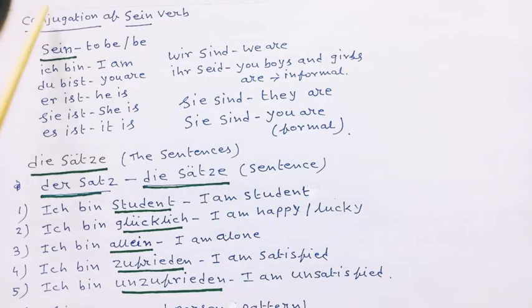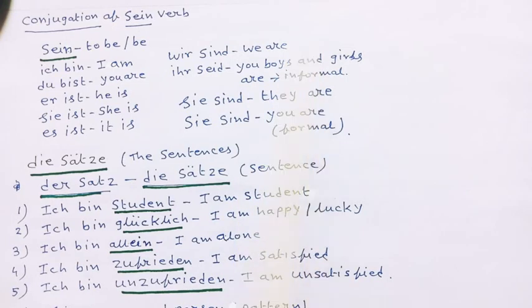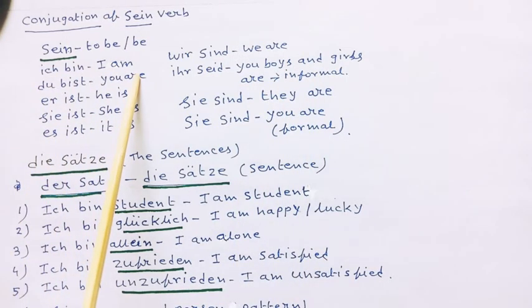Now here comes the conjugation of the Sein verb. Sein means to be. Ich bin, I am. Du bist, you are. Er ist, he is. Sie ist, she is. Es ist, it is. Wir sind, we are. Ihr seid, you boys and girls are, informal. Du bist, you are, also informal. Sie sind, they are. Sie sind, you are, formal.